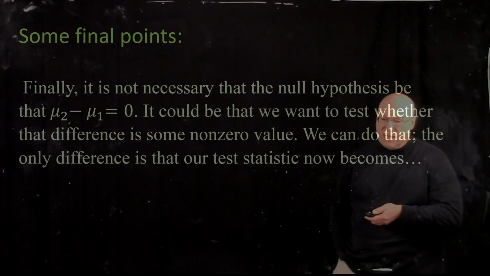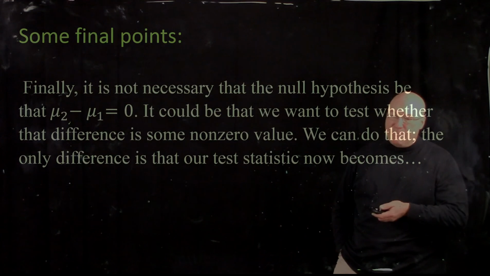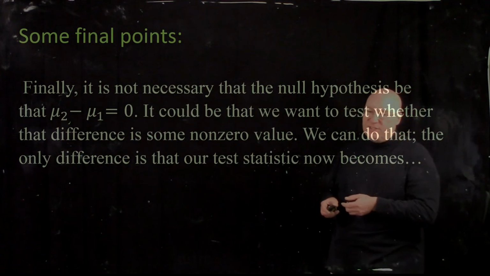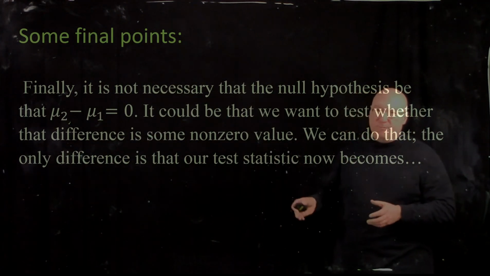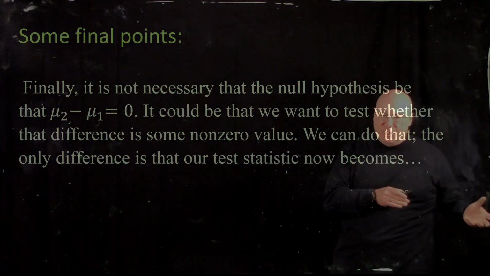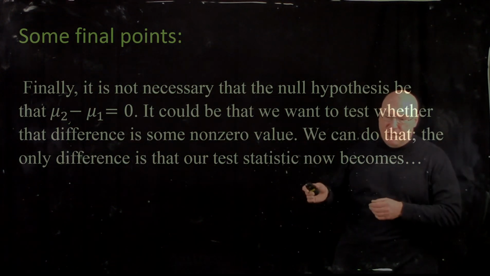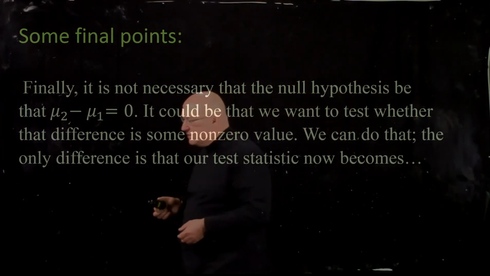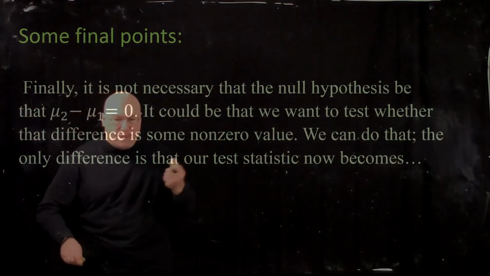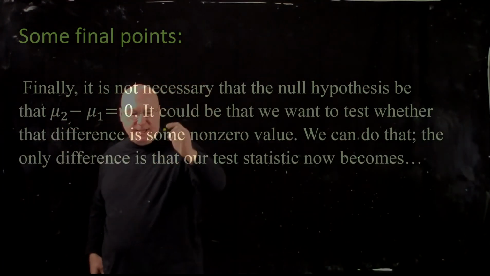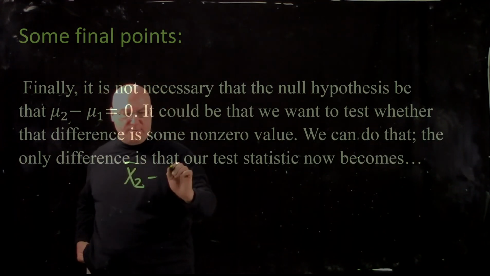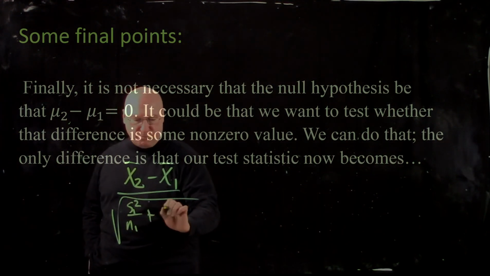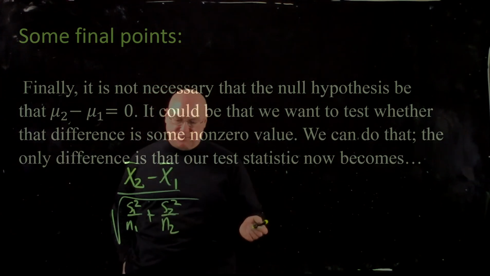And I think finally, it is not necessary that the null hypothesis be that mu2 minus mu1 equals 0. It could be that we want to test whether that difference is some non-zero value. Is the treated group 5 units more than the untreated group or something like that? Instead of the difference being 0, it could be 5, for example. So we can do that. The only difference is that our test statistic now becomes what? Okay, so the test stat is x2 bar minus x1 bar over the square root of s1 squared over n1 plus s2 squared over n2. If you say that enough times, it becomes easy to do.